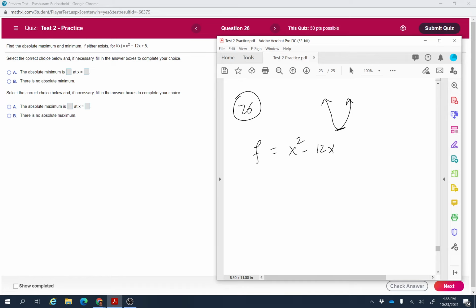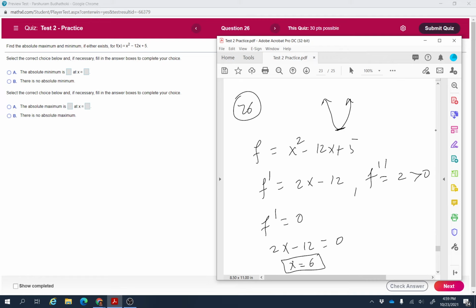So find out the critical number first. For finding the critical number, you need to find the derivative, and then you also have to find the double derivative. As you can see, the double derivative is always positive. For finding the critical number, just equate the first derivative to 0. 2x minus 12 equals 0. If you solve for x, x equals 6. And the second derivative at 6 is positive, because the second derivative is always positive. So it means the absolute minimum value is at 6.